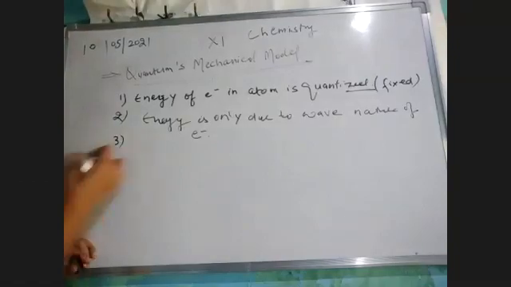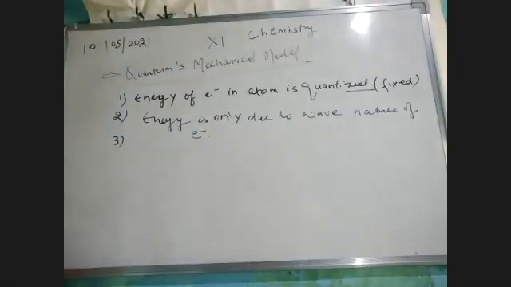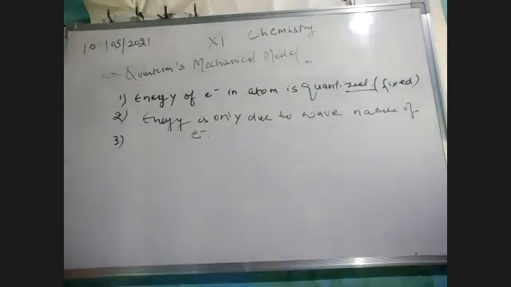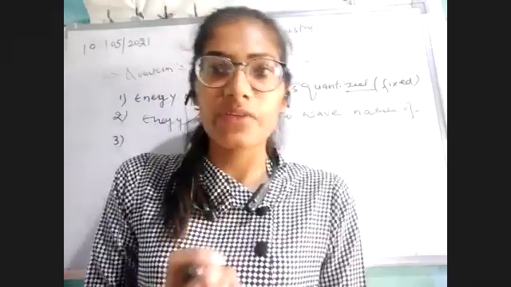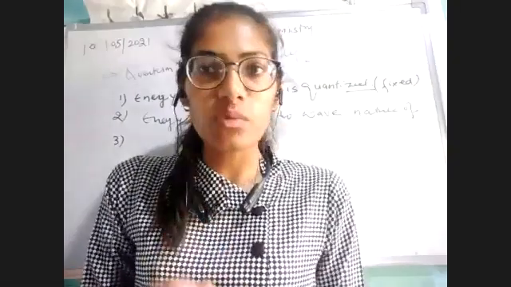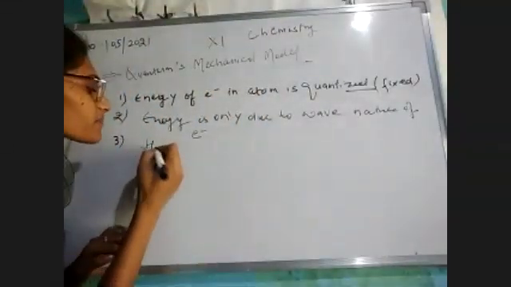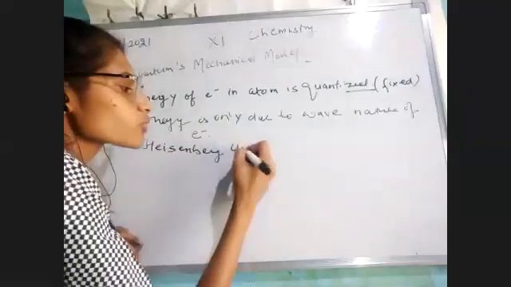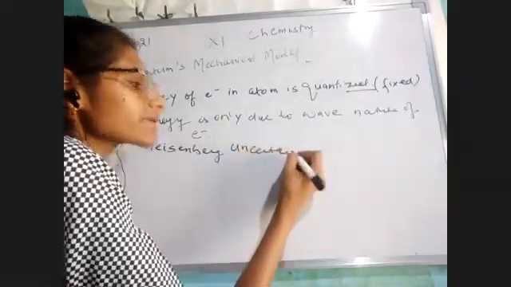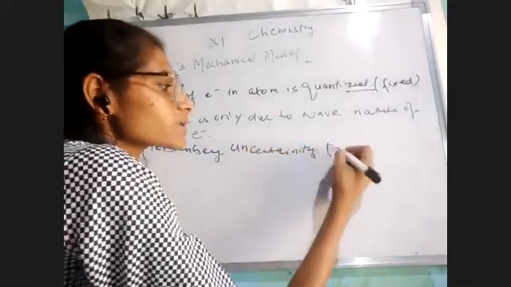Thirdly, he told us that determining both the exact position as well as the velocity of an electron is quite difficult. It's quite impossible to determine simultaneously. And we have just studied this in the Heisenberg uncertainty principle. So he told us that yes, the Heisenberg uncertainty principle exists.